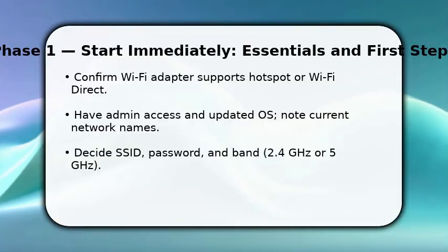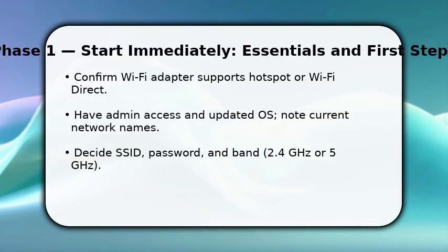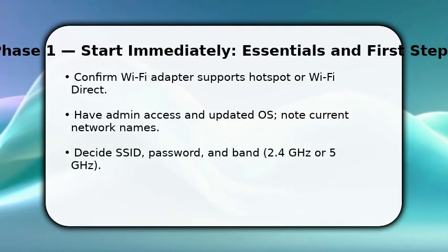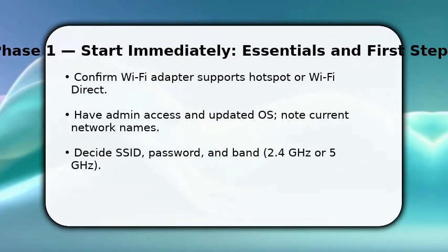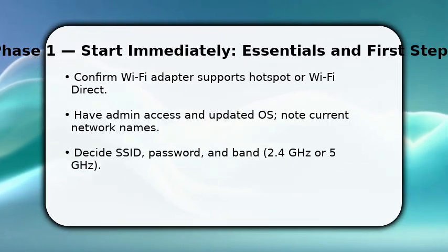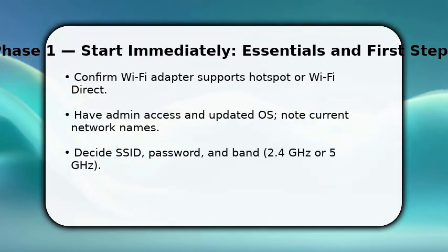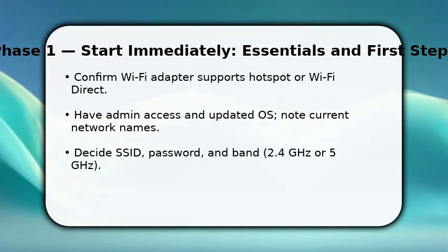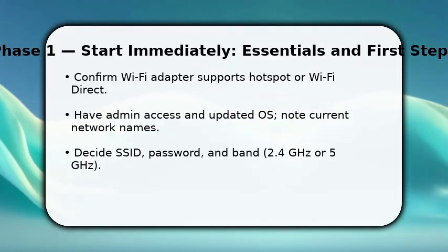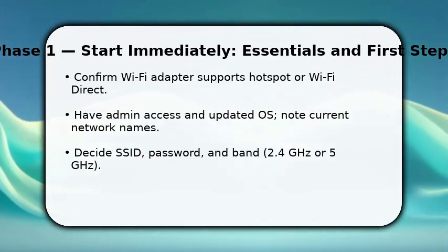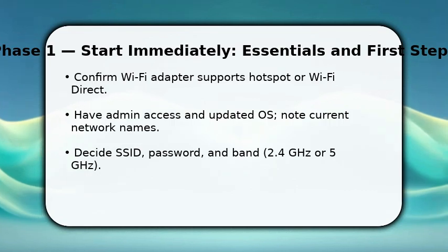You start by confirming prerequisites. Check that your Wi-Fi adapter supports Hotspot or Wi-Fi Direct and that you have administrator rights. Once done, update drivers or the OS so the service is stable. Now choose a clear SSID and a strong password and decide whether to use 2.4 GHz for range or 5 GHz for speed. Make sure to note the current network names to avoid conflicts. Then move into System Settings to create the hotspot profile.